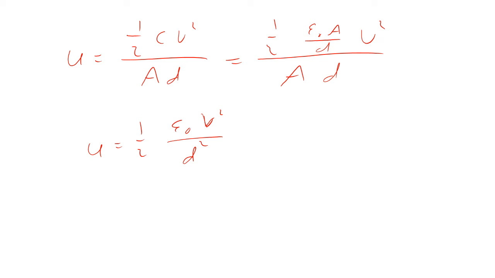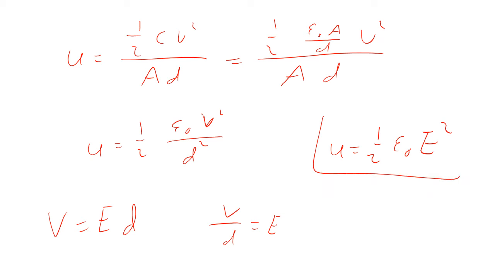But wait a minute. We know that the voltage is going to be the electric field times D. So V over D is the electric field strength, and V squared over D squared is going to be E squared. So we can rewrite this and say this is 1/2 epsilon naught E squared. The energy density in the electric field is 1/2 epsilon naught E squared.